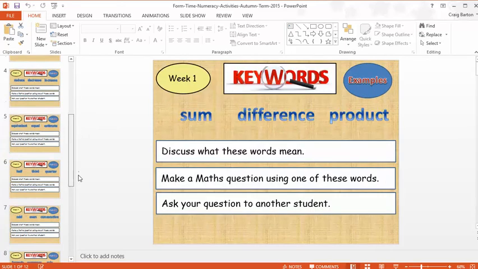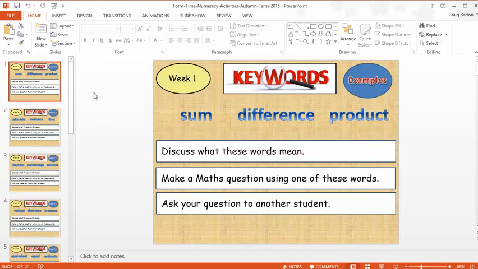It's got, I think, 8 weeks' worth of material, designed to be used in form time, but obviously if you have more than one a week, you can kind of mix and match it however you like. Each week has three key words that pop up in GCSE exams, and each time the students are prompted to discuss what they mean, make a maths question using one of the words, I love that, and then ask your question to another student.